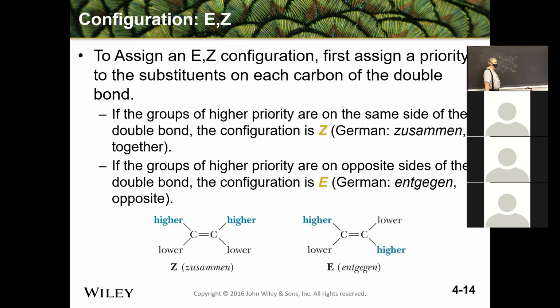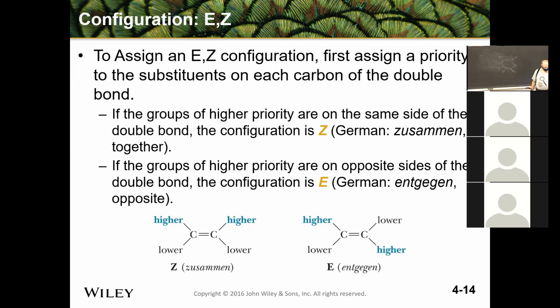So the E and Z method of designating geometric isomers can also be applied to cis and trans. And as I say, this is a more precise definition, or more precise designation. E and Z come from 2 German words. Z is zusammen, which means together. E is entgegen, which means opposite.